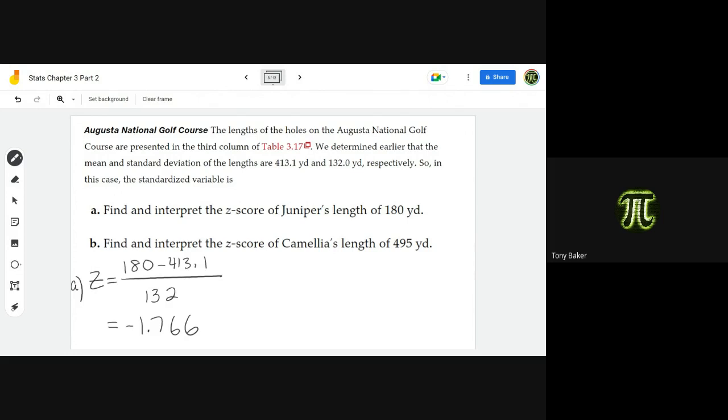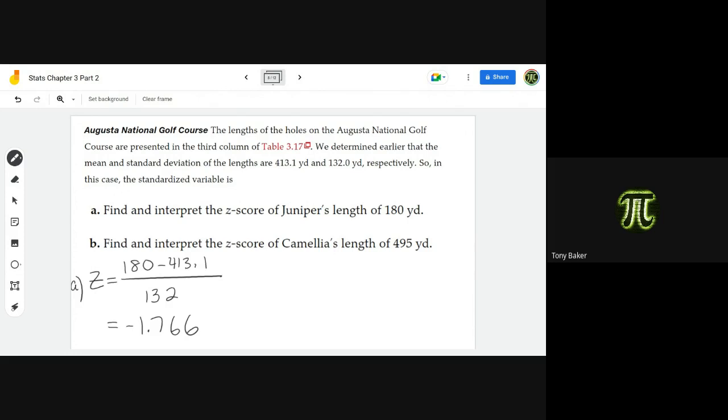All right. So what's that mean? What did we find? Okay. And what's z-score? How far away you are from the mean. Okay. And it's not necessarily how far, it's how many standard deviations we are away from the mean.